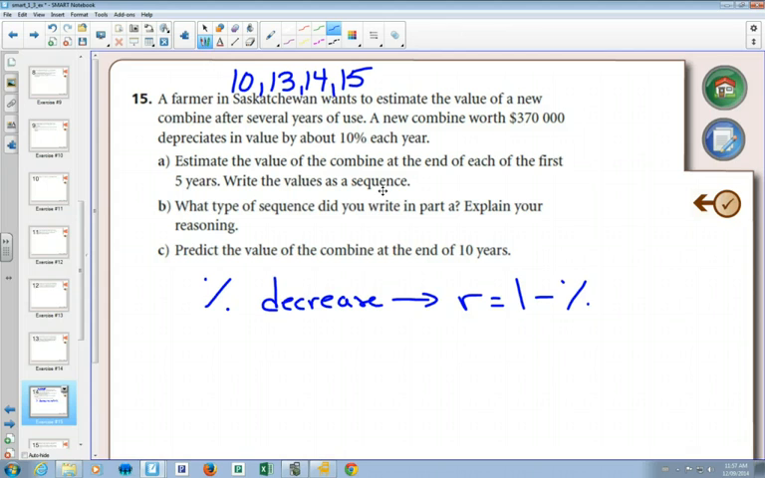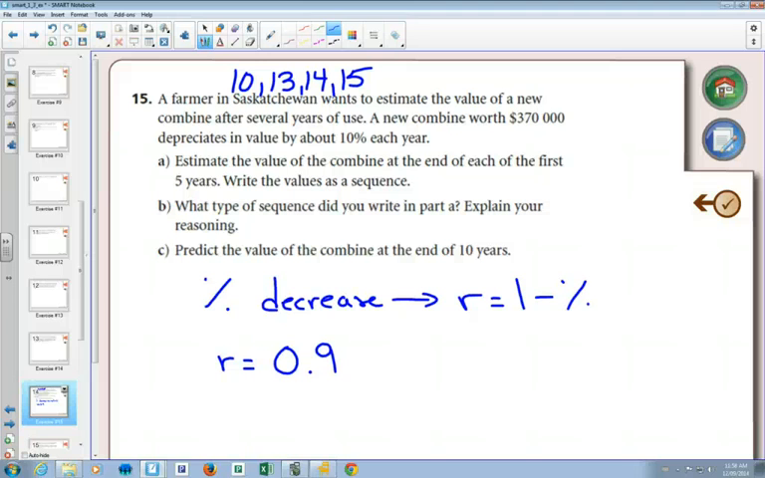A percentage increase, your r value is going to be 1 plus the percentage. So 1.13 is what you would find for our taxes here in Manitoba. A percentage decrease, you're going to subtract the percentage. So if it's 10% off, or in this case, it's depreciating, meaning it goes down in price 10% per year, then your r value is going to be 1 minus 0.1, and in this case, our r value is going to be 0.9. Because if it's 10% off, 90% remains. So that's why it's going to be 0.9.